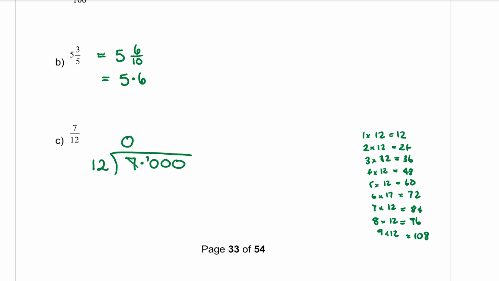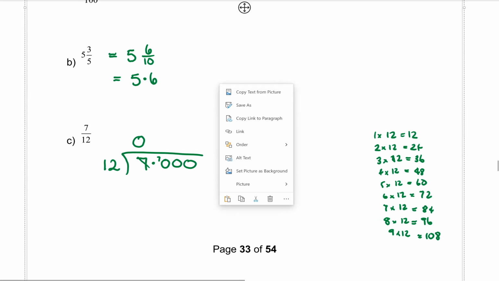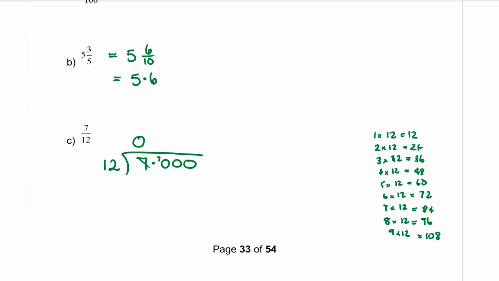So I have the number 70. Looking at my 12 times tables, I can't go above 70, so I can't use 6 times 12 equals 72. I have to use the one just smaller than 70, which is the one that makes 60. 5 times 12 makes 60. So that means that 12 can go into 70 5 times, which gives an answer of 60, which means I would have a remainder of 10. So the 10 needs to go in front of that next decimal place.